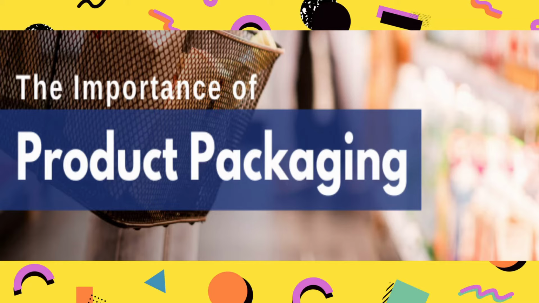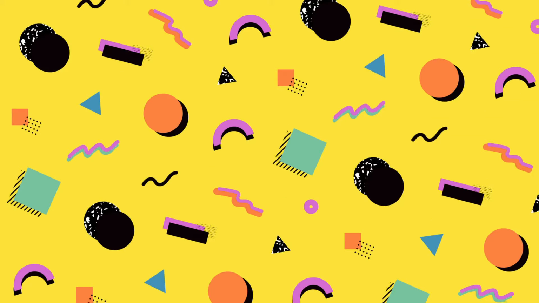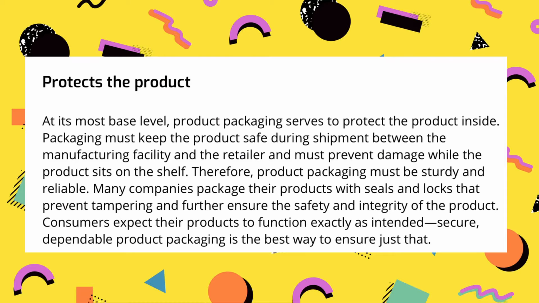What are the importance of product packaging? First, it protects the product. At the most base level, product packaging serves to protect the product inside. Packaging must keep the product safe during the shipment between the manufacturing facility and the retailer and must prevent damage from the product sitting on the shelf. Therefore, product packaging must be sturdy and reliable.